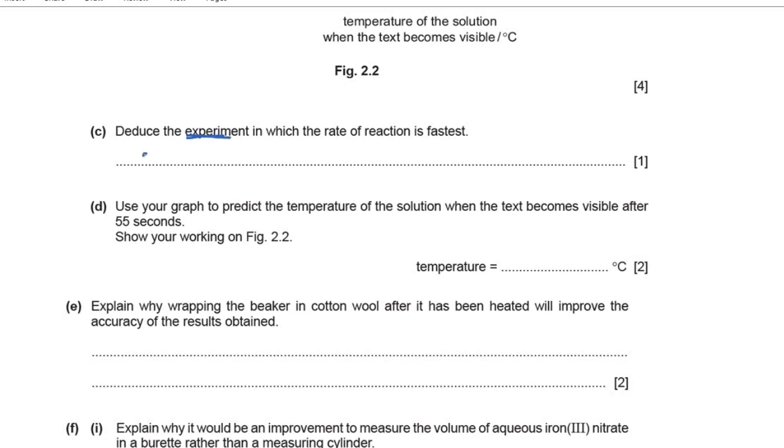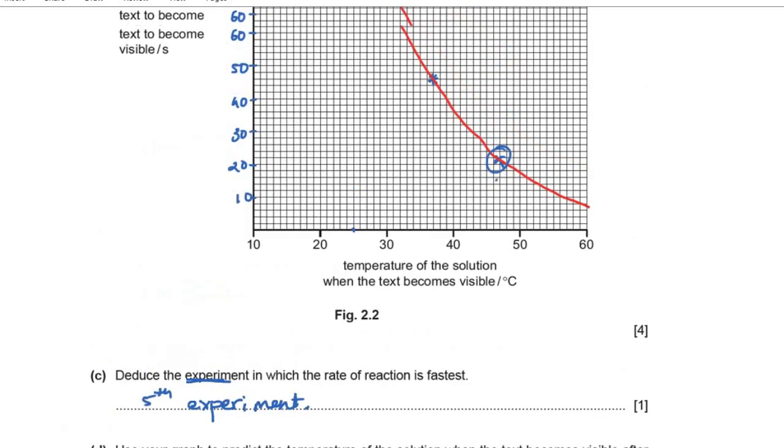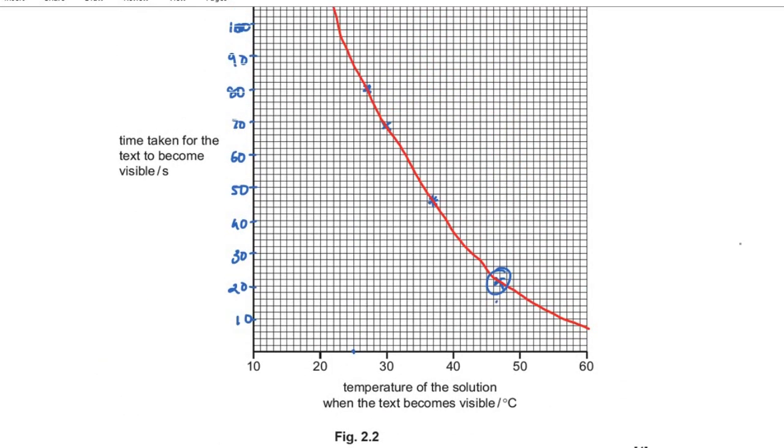So we can say that the 5th experiment is having the highest rate because it took the least time. Now it says, use your graph to predict the temperature of the solution when the text becomes visible after 55 seconds. Show your working on figure 2.2. So remember, here we are supposed to work for 55 seconds.